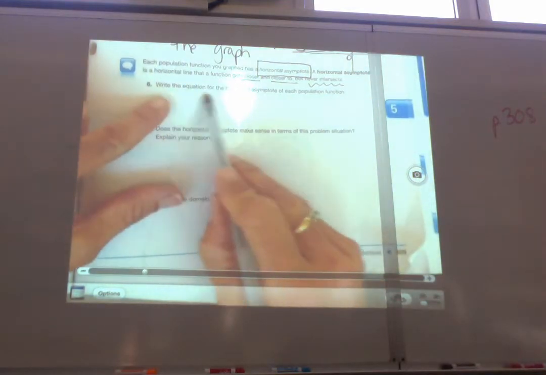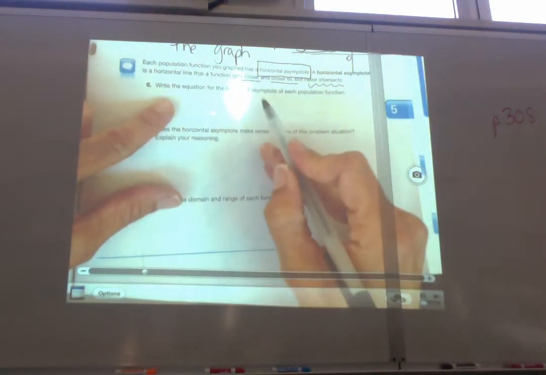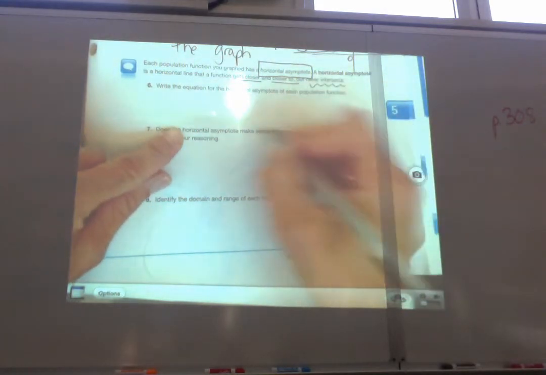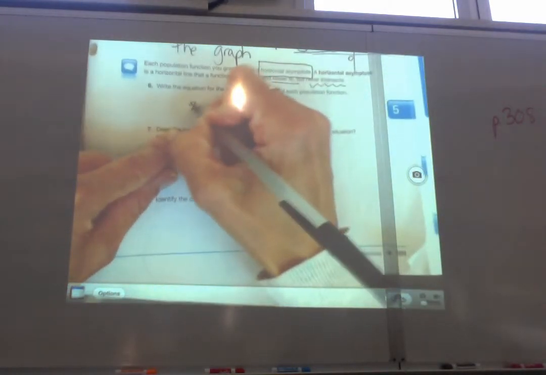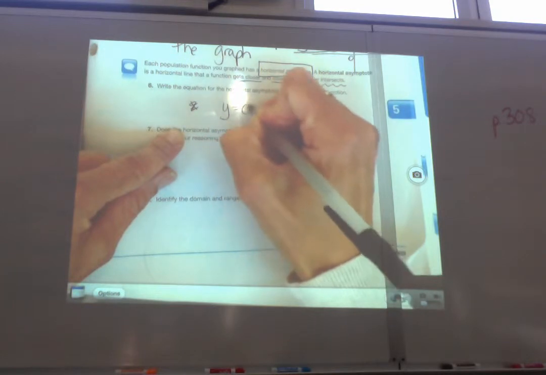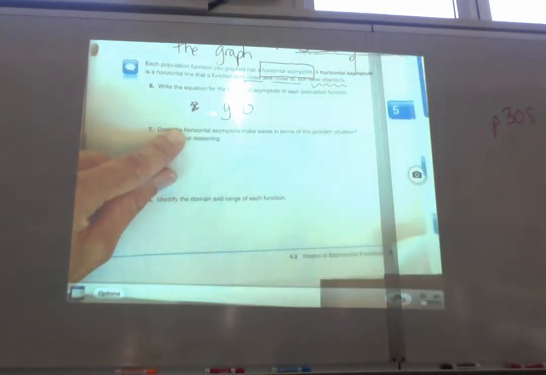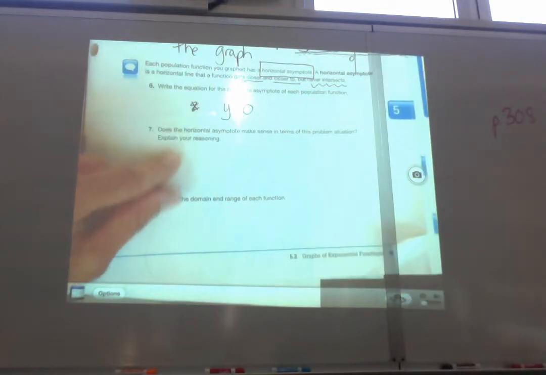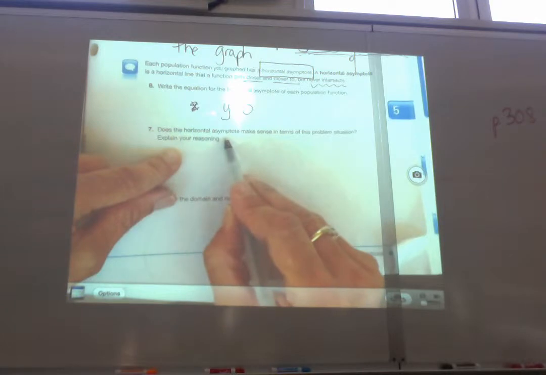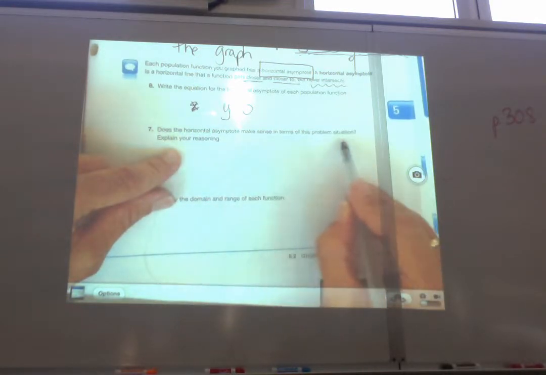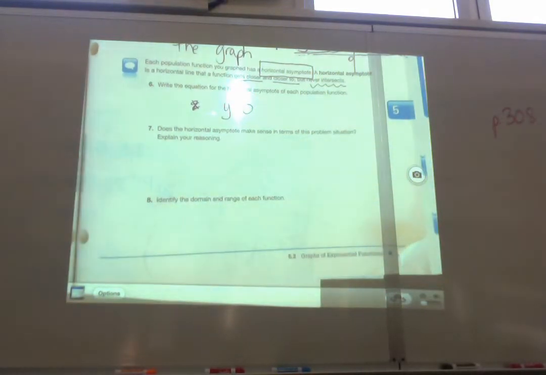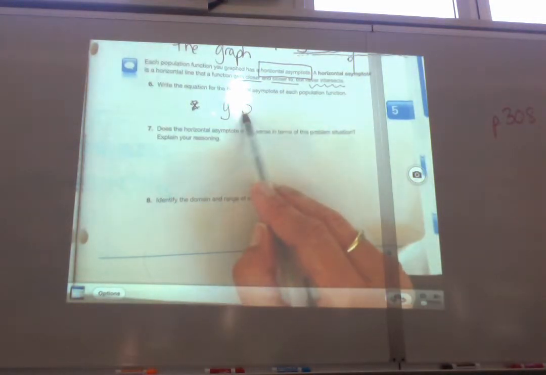Okay, write the equation for the horizontal asymptote for each population function. Not x, y equals 0. We were figuring out that it's the x-axis that these guys were approaching. Y equals 0. Does the horizontal asymptote make sense in terms of this population? Explain your reasoning. What does it tell us? What does it mean if the population never gets to 0?